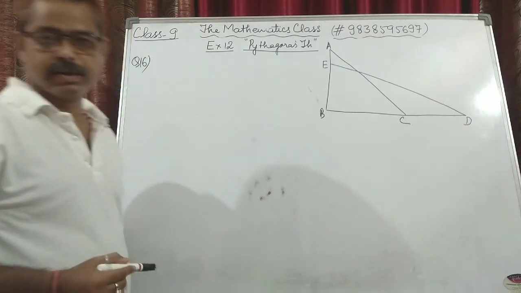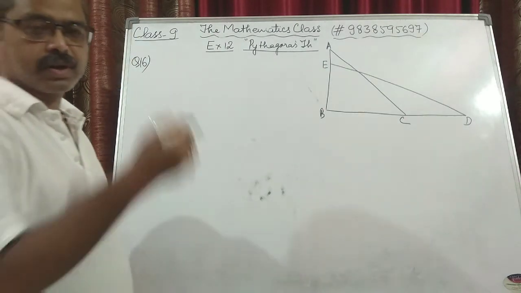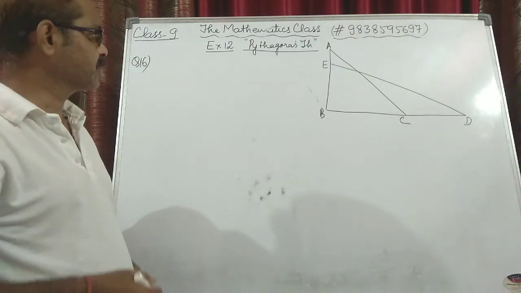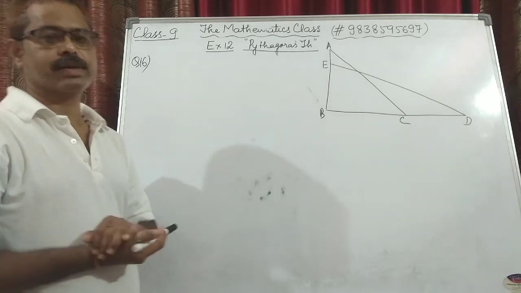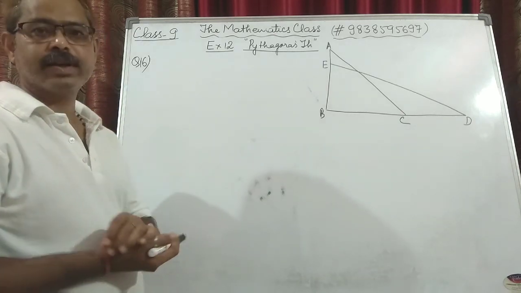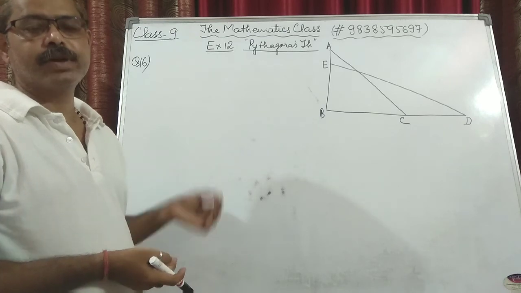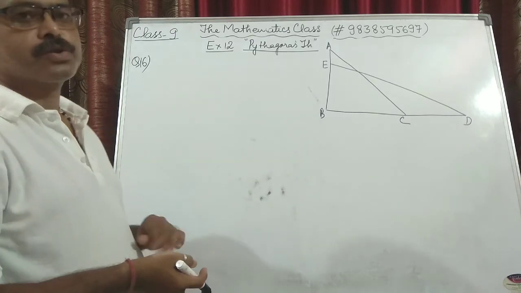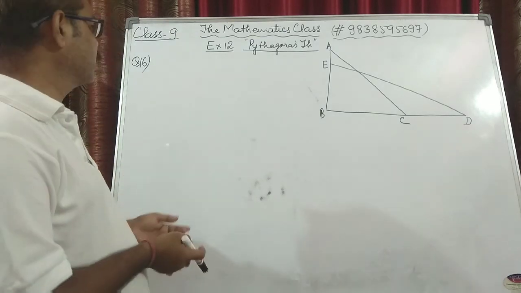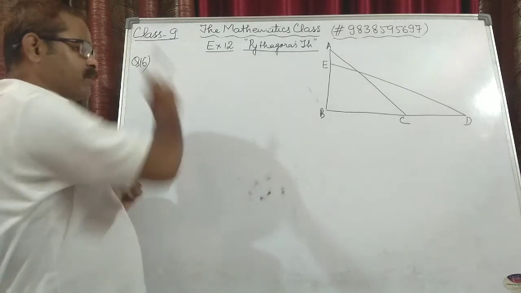Mathematics class. This class is for class 9, in continuation to the previous class where we were discussing exercise 12, and we have done up to question number 14. We were doing the multiples of 2. So continuing in the same way, we move on to question number 16.